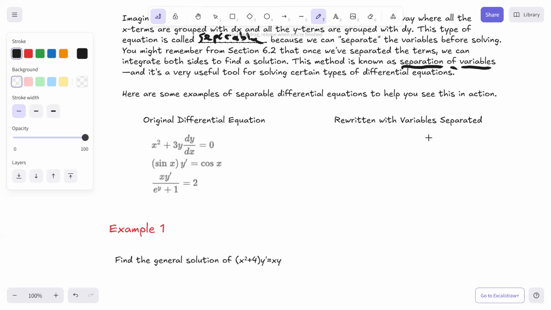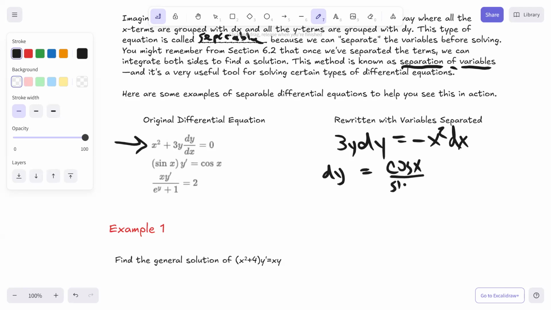And if we were to go ahead and rewrite them with the separated variables. This one here, the first one, you would subtract the x squared and multiply by dx, and you'd have 3 dy equals negative x squared dx. This next one, you would rewrite the y prime as dy dx, then divide by sine x, and so you'd have dy equals cosine x over sine x dx, which you could further simplify to cotangent x dx.